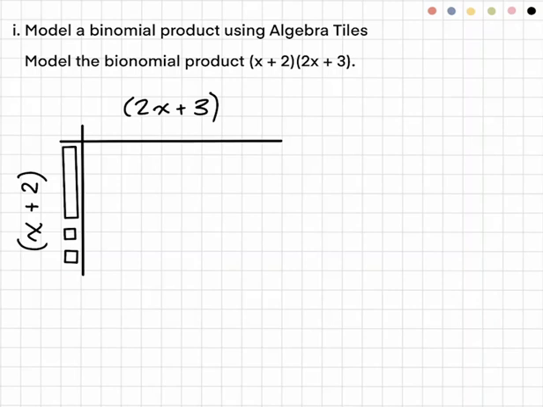Now I'm going to model the top one, which is 2x. So I'm going to need 2 rectangles: 1, 2. And then I've got 3 squares.